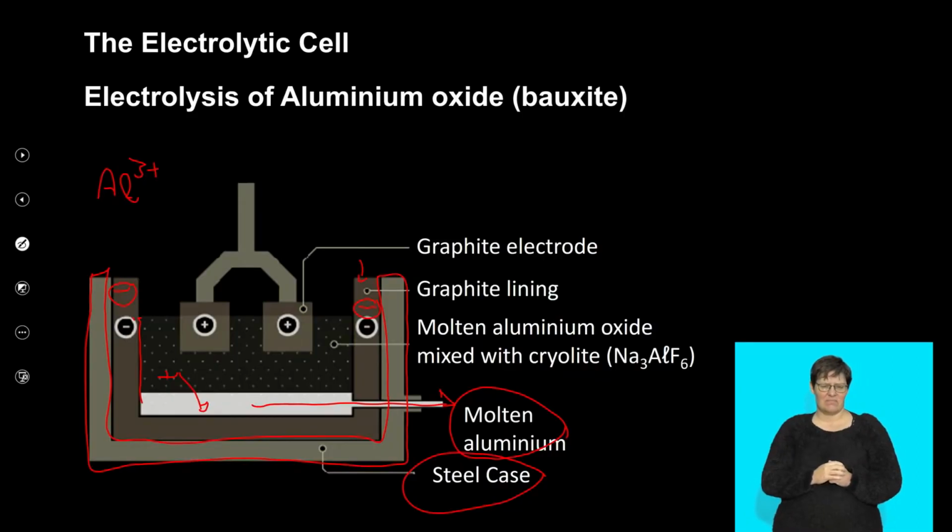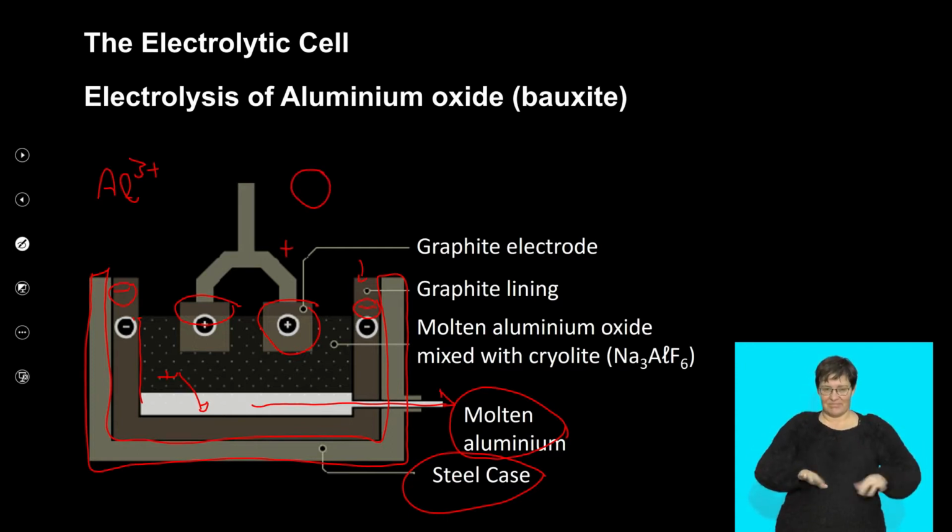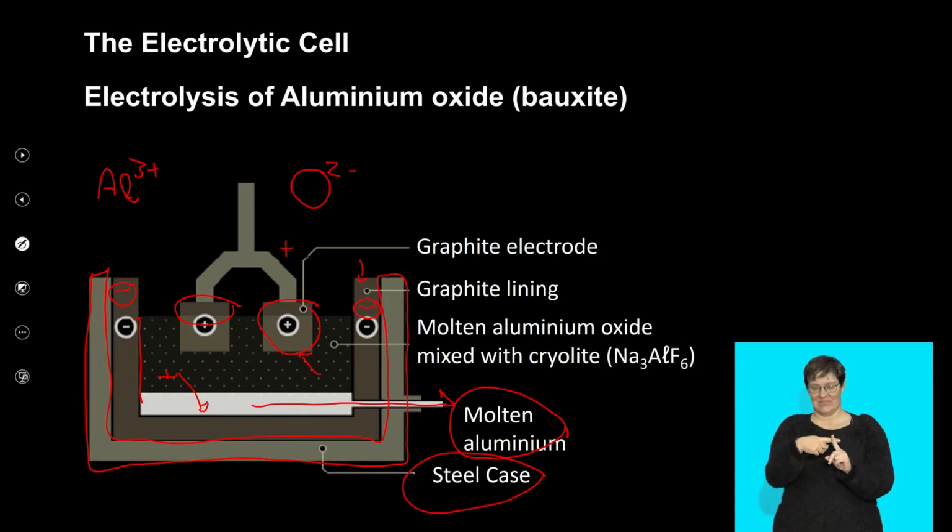But what happens at the other electrode? And what else do you think is going to be produced? Well, have a look here. At this point over here is also a graphite electrode, but that is connected to the positive terminal. And as I said, if we had aluminium as the positive ions, with bauxite, we'd have oxide as the negative ion. So we're going to get oxide from the molten mixture coming in contact with the positive cell. There's going to be a reaction there, a redox reaction.